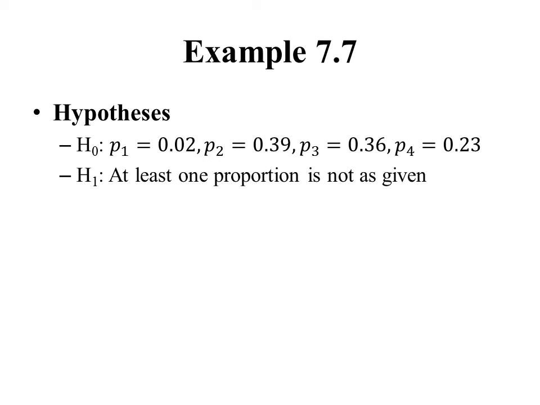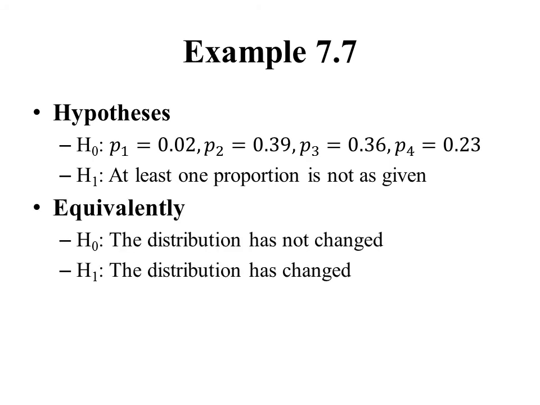The hypotheses: the null hypothesis is going to be the statement that the proportions are as given, and so in this case the given proportions are the percentages from 2002. So the null is going to be the statement that P1 equals 0.02, P2 equals 0.39, and so forth, and the alternative is that at least one proportion is not as given. Or equivalently, again, we could describe this as saying that the null hypothesis is that the distribution has not changed, and the alternative is that the distribution has changed.